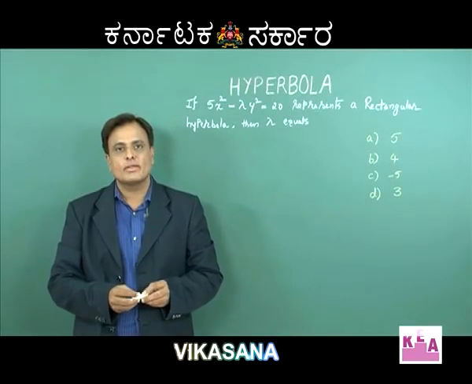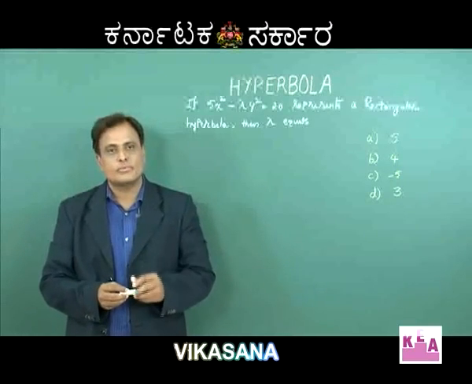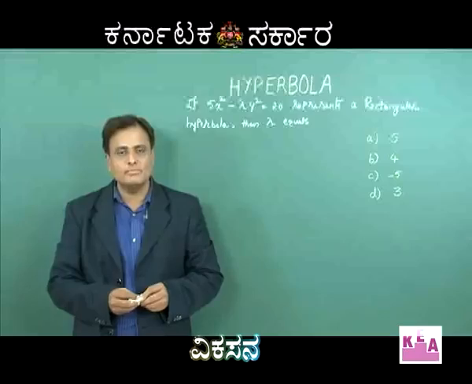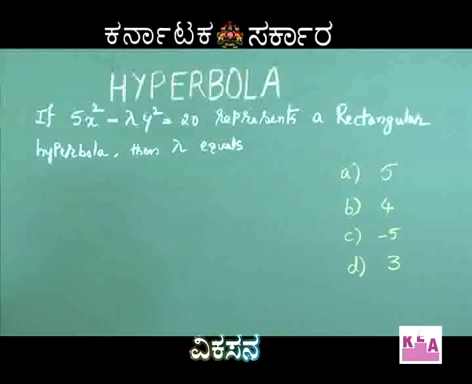Dear students, let us move on to the next example on hyperbola. Please read the question first. If 5x square minus lambda y square is equal to 20 represents a rectangular hyperbola, then lambda equals to, options: option A is 5, option B is 4, option C is minus 5, option D is 3.